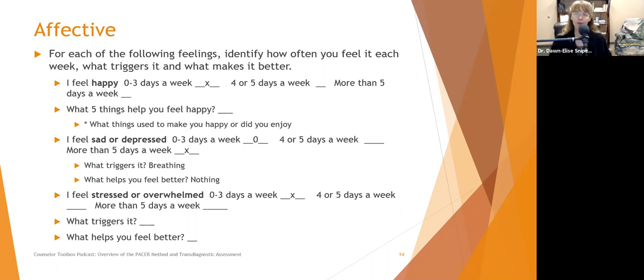I feel sad or depressed more than 5 days a week. What triggers it? He says breathing. Okay, well, that doesn't help a lot. But it is a response that I have gotten from people before. If I'm awake, I'm depressed. Okay. What helps you feel better? Nothing. That's why I'm here.